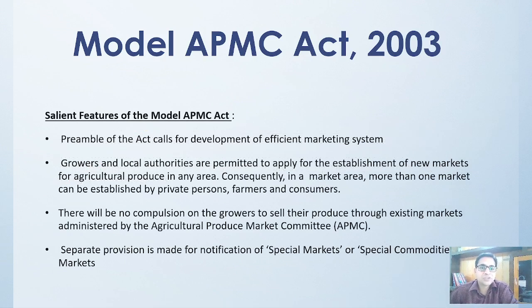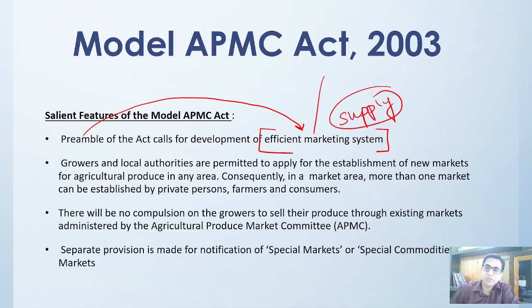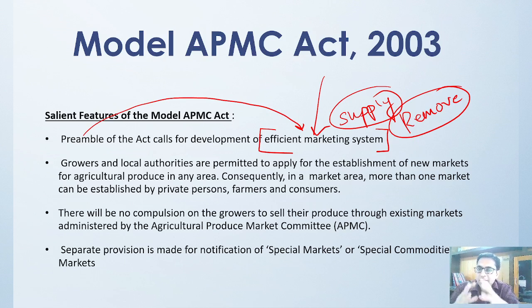Some of the salient features of the Model APMC Act: the main preamble is an efficient marketing system, that means proper supply chain and efficient marketing of agriculture should happen, so that everybody has a win-win situation, whether trader, marketing, farmer, agents, or money lender. We wanted to remove the unnecessary parts in this marketing concept. We wanted to make the farmer aware of his rights and to utilize his full potential, so that the farmer gains the maximum out of it.